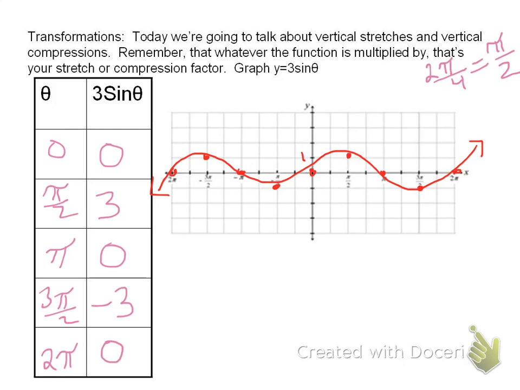Now we're going to graph our actual problem here, y equals 3 sine theta. So again, we have that 0, 0. Except now at pi over 2, I'm going to stretch all the way up 1, 2, 3 units. We still have pi, 0. At 3 pi over 2, I'm going to stretch 1, 2, 3 units. And we're back to 0. Again, that pattern continues here.